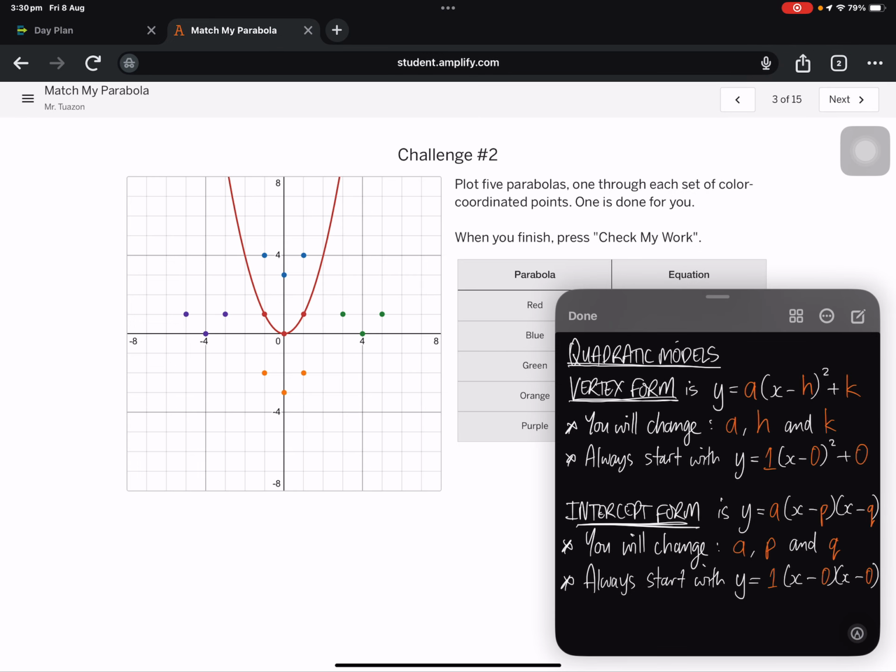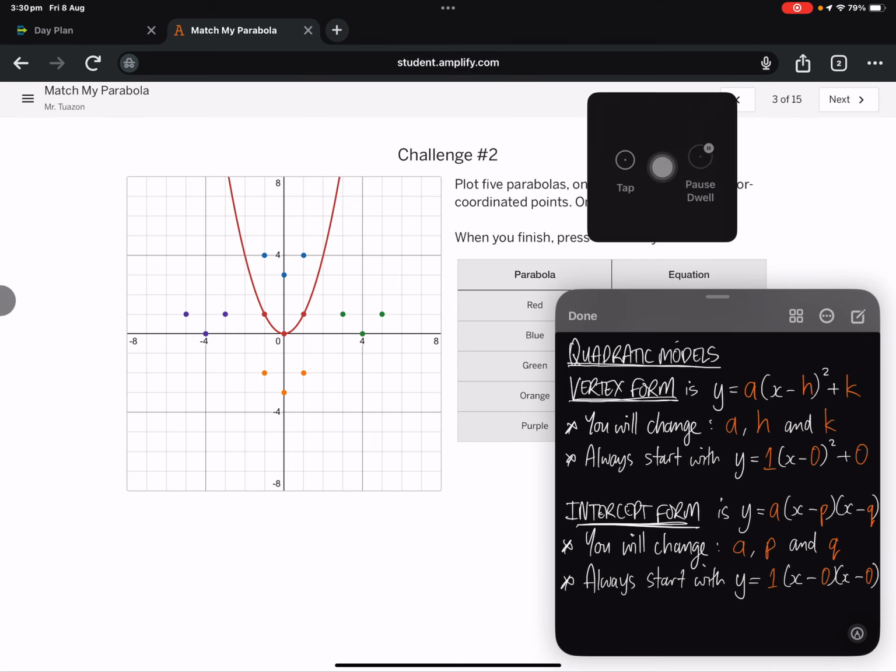I just wanted to do a video to assist with the different quadratic models that you need to deal with for the Match My Parabola activity that you're using for the portfolio of learning. So I need to go over the idea of these two quadratic models.